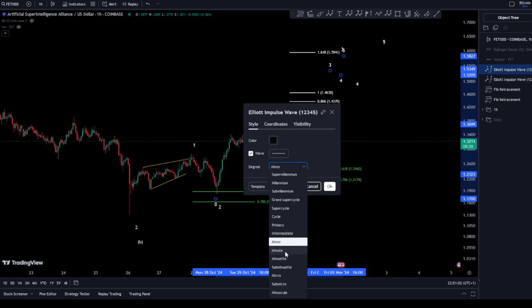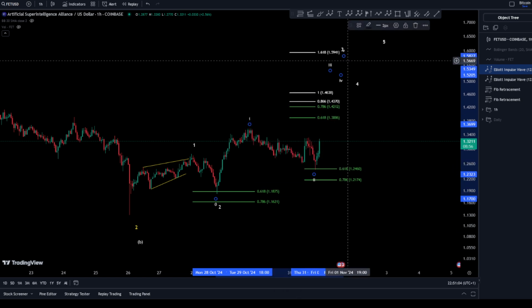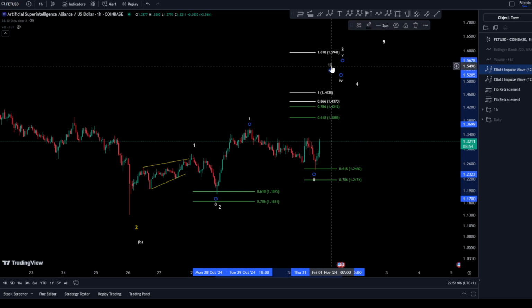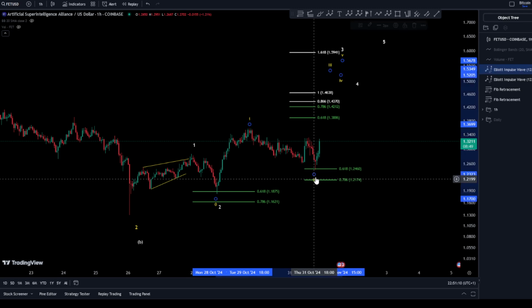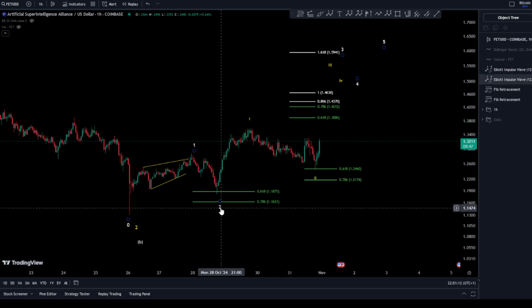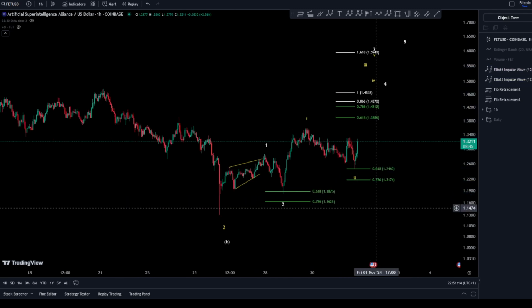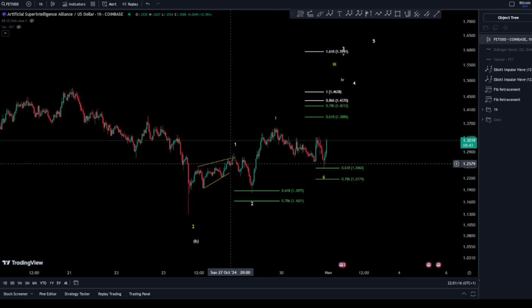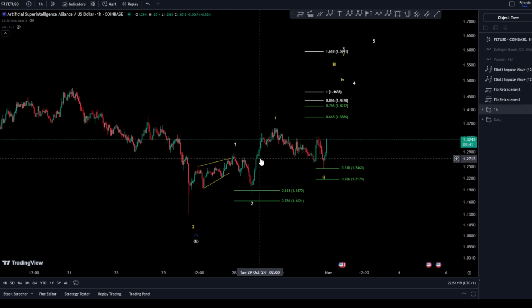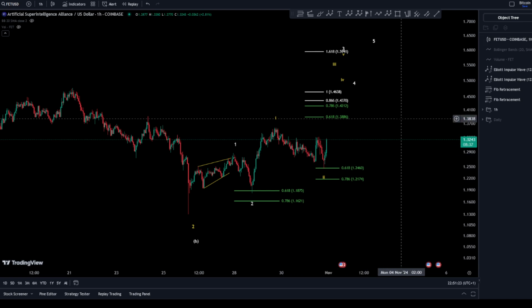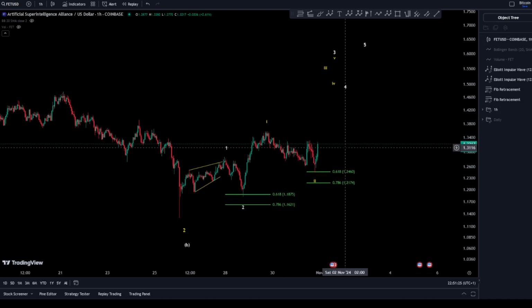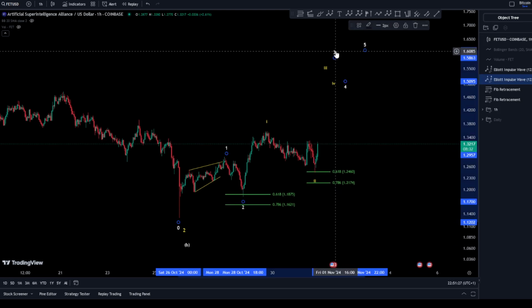Therefore, this one, let's put it a little bit smaller and nicer. Here we go. Different colors. Here we go. We have 2 scenarios now, 2 impulses, possibly. Right, in double 1, 2s, this is a diagonal. This is possibly an impulse 1, 2, 3, 4, 5, and then ABC, and then here we go, moving up. So let's watch and see what's going to happen.